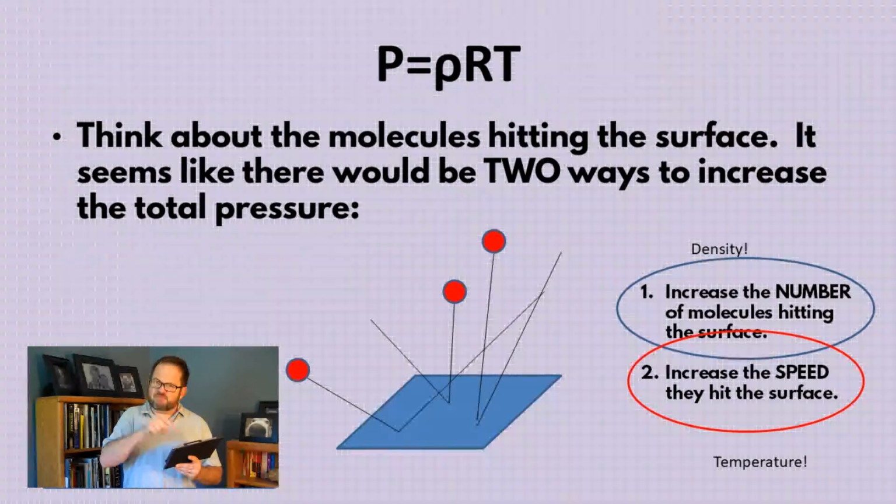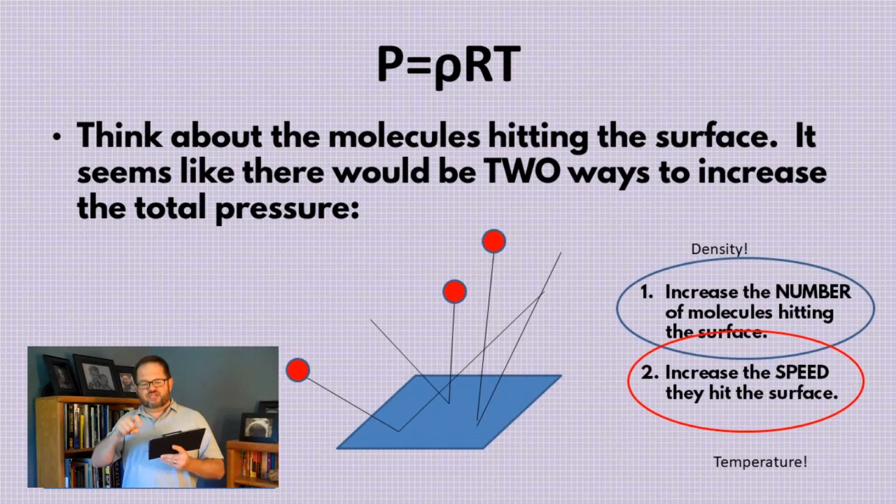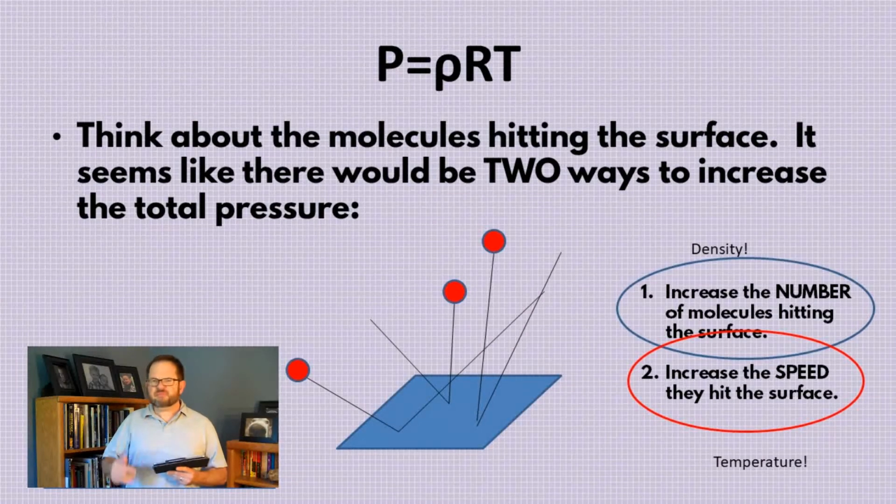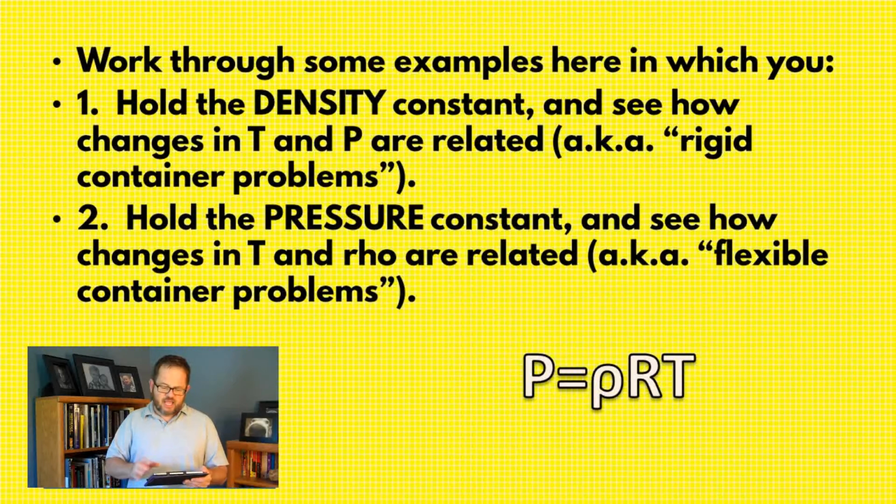So pressure should be related to density, and it should be related to temperature, and hence, hundreds of years ago, we discovered this whole idea of the ideal gas law and how this should work.